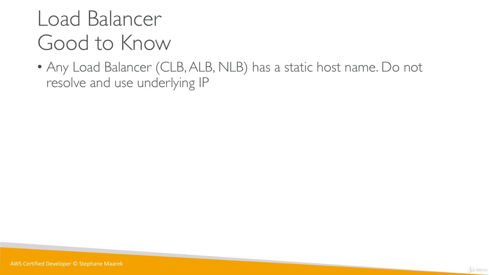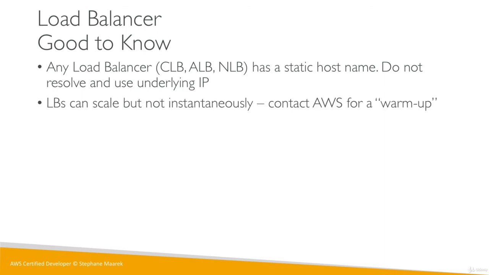That means that basically we get a URL, as we'll see in the hands-on in the next lecture, and that will be the URL that our application will use the rest of the time. We should not resolve that URL and use the underlying IP. That is also a very popular question. Load balancers can scale, but not instantaneously. So basically, if you expect a massive load, you should contact AWS for them to warm up your load balancer so that they scale with you.